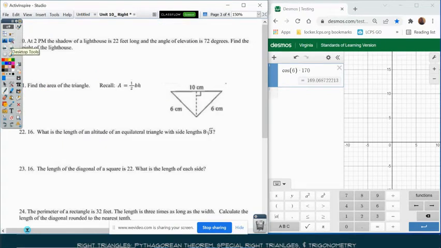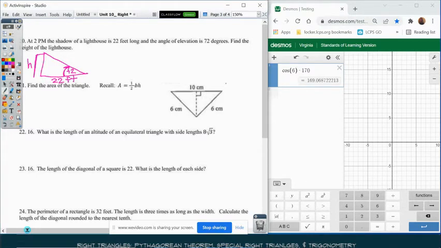On to the next page here with that number 20. At 2 p.m., the shadow from a lighthouse is 22 feet long. So we're going to have to draw out our sketch. Let's get a lighthouse here, and the shadow that is 22 feet long. The angle of elevation from that shadow up to the top of the lighthouse is 72 degrees. Find the height of the lighthouse for us.